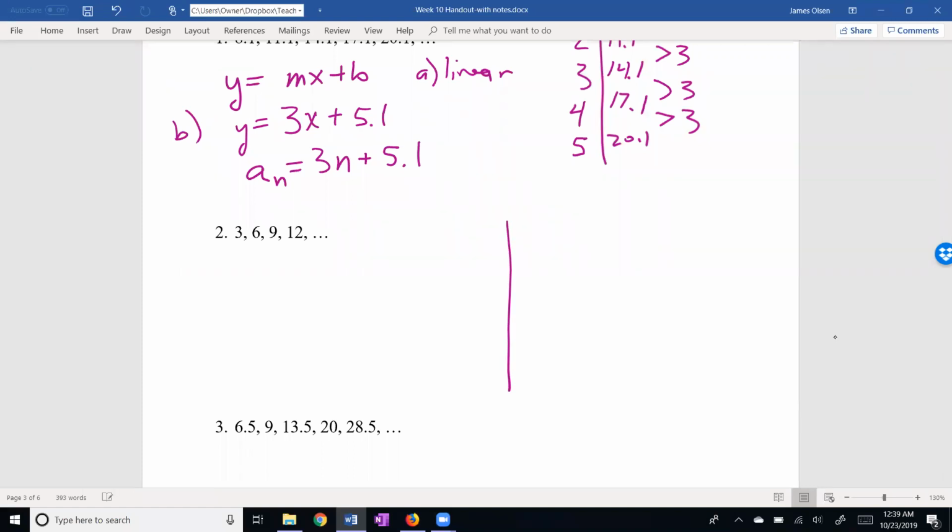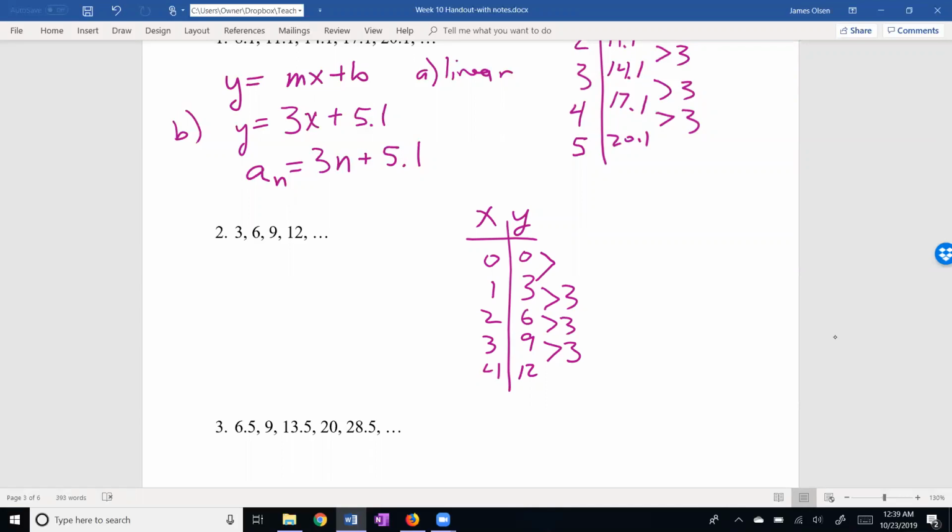I'm going to make my good old-fashioned table. This time I'm going to leave room for the 0 point. So I have 3, 6, 9, 12. Actually, this one happens to have the same common difference. That's coincidence. And if we come back here to the 0 point, I'm getting 0.